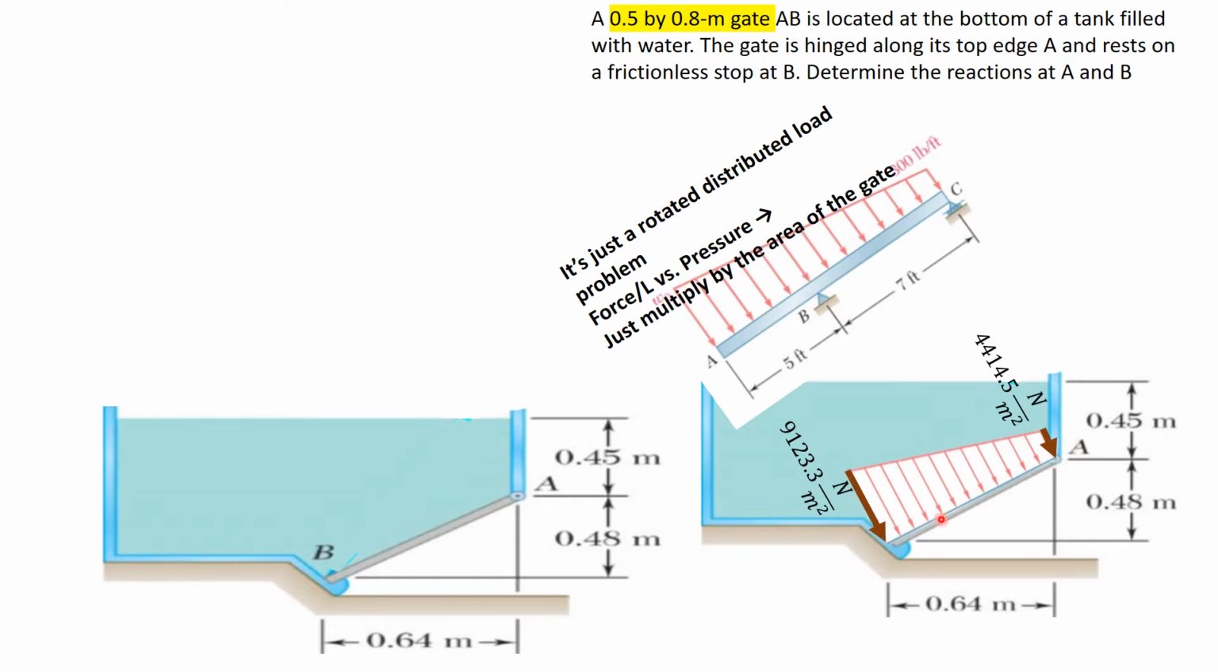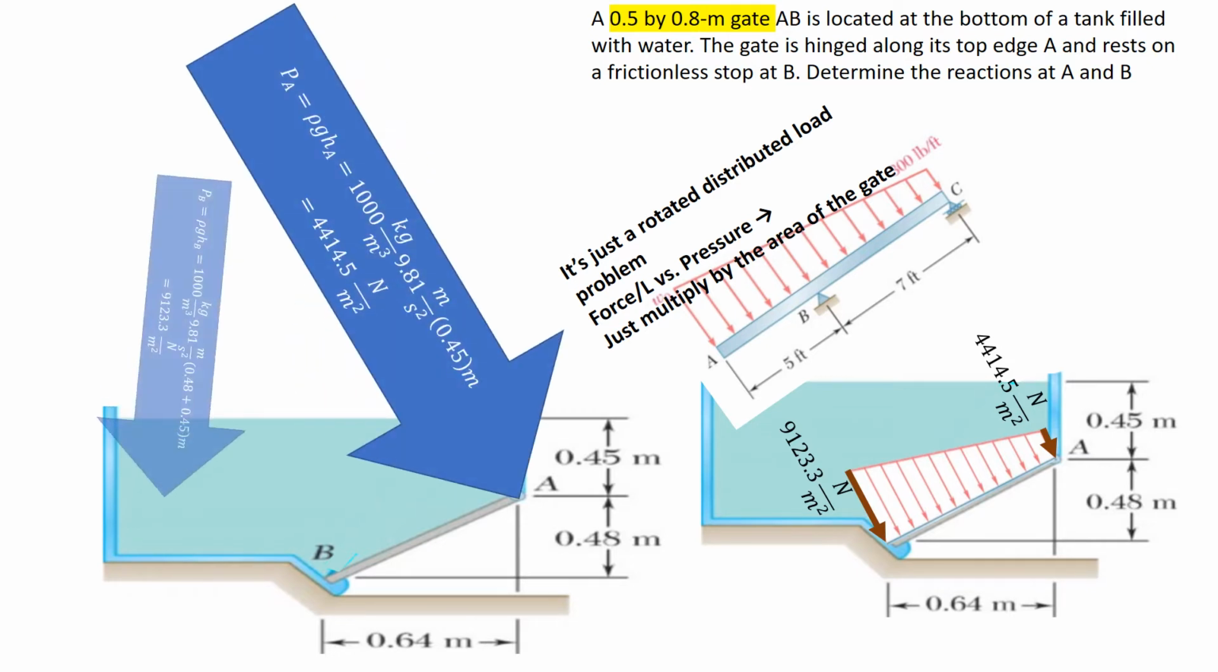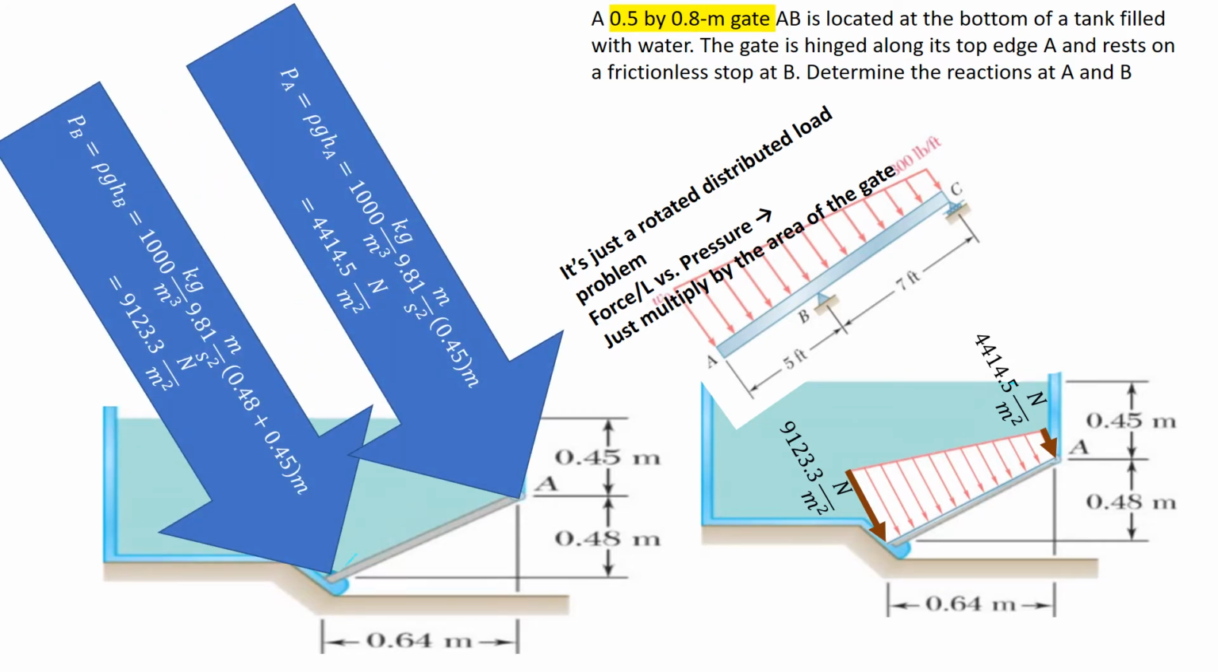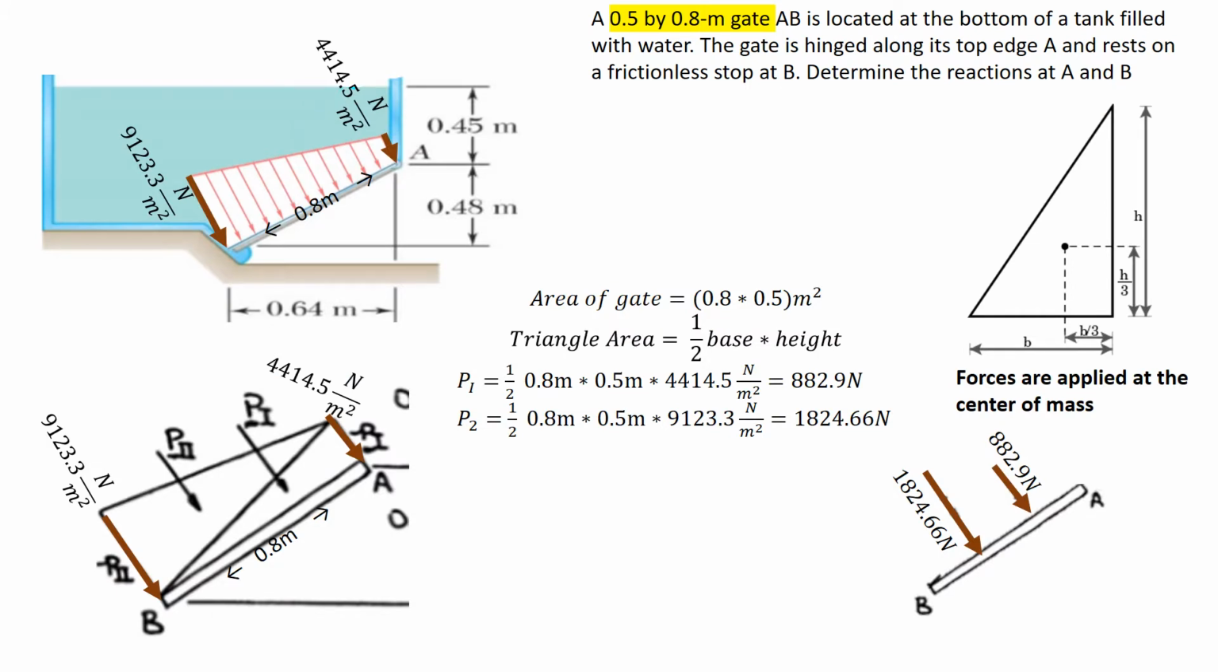Can we change this into two forces and draw a free body diagram of the thing and find the reactions at A and at the bottom? So plug in what we found for the pressures. And here we go. Let's use the triangle method again. So we're going to take this distributed load, break it apart into two triangles, find the area of each triangle.